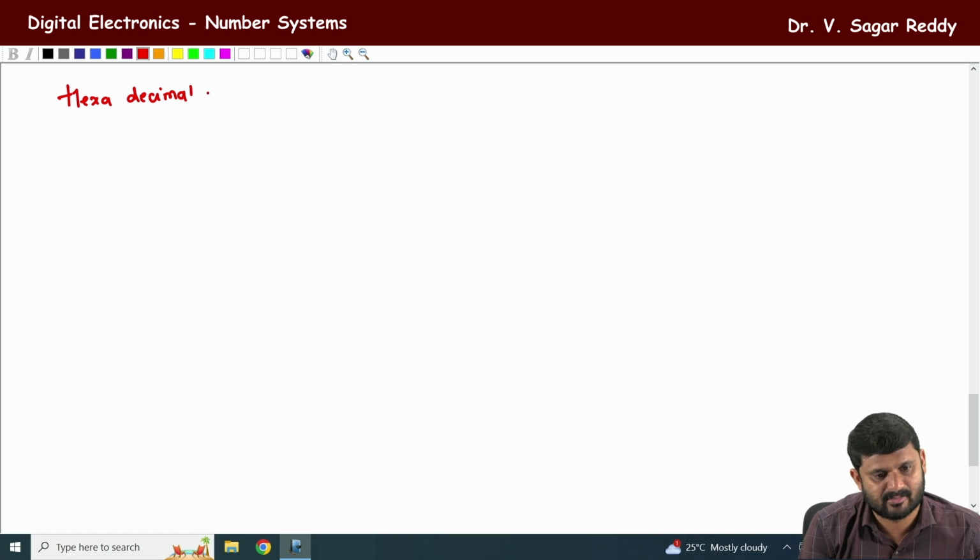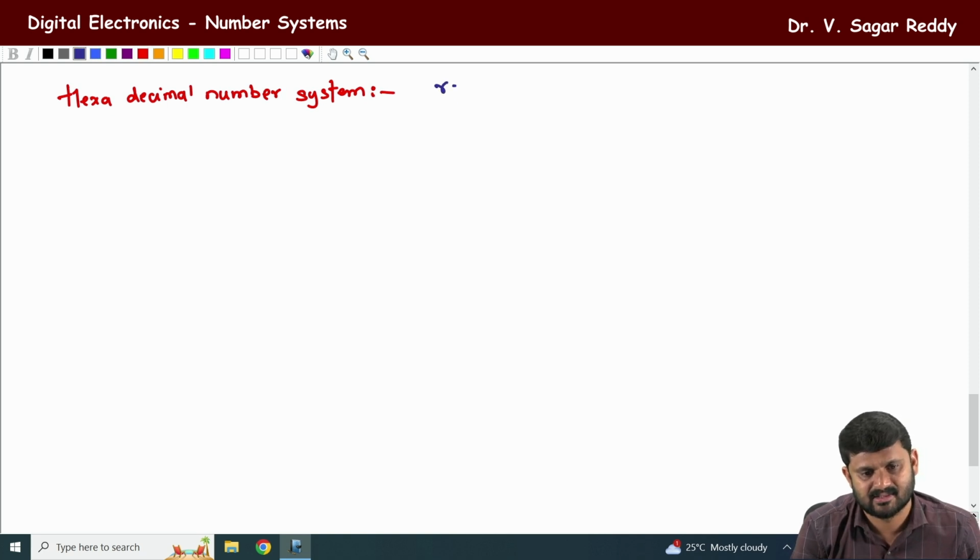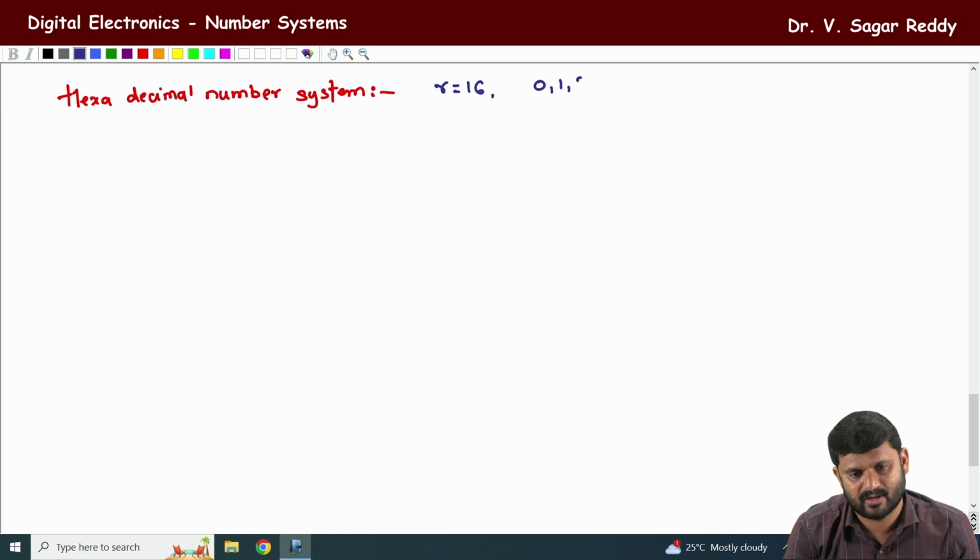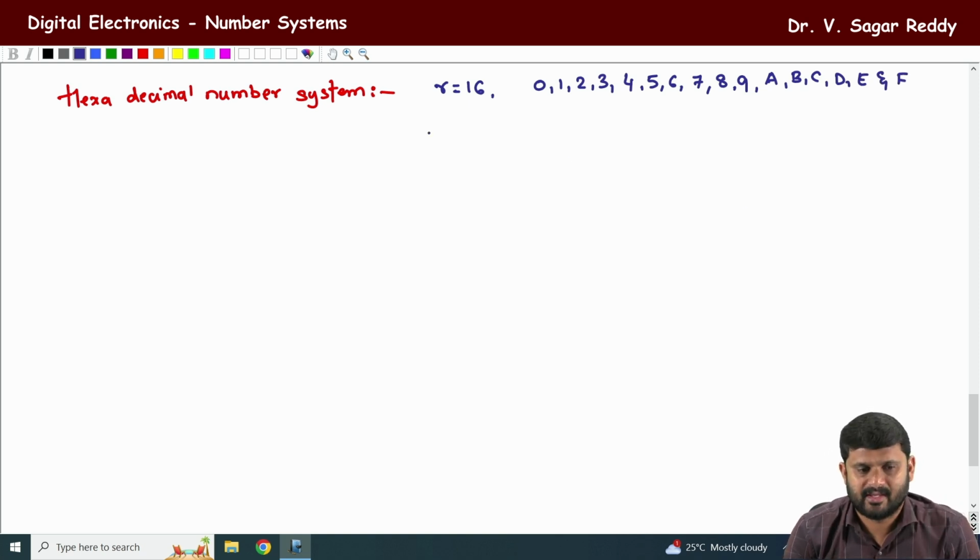Hexadecimal number system. So in hexadecimal, radix is 16. So we have 16 unique symbols. Those are 0, 1, 2, 3, 4, 5, 6, 7, 8, 9, A, B, C, D, E and F. Now A equivalent in decimal is 10, B is 11, C 12, D 13, E 14 and F 15.